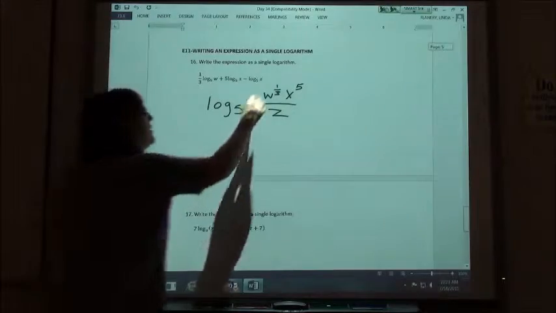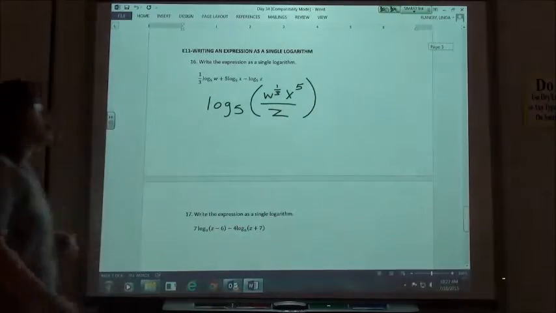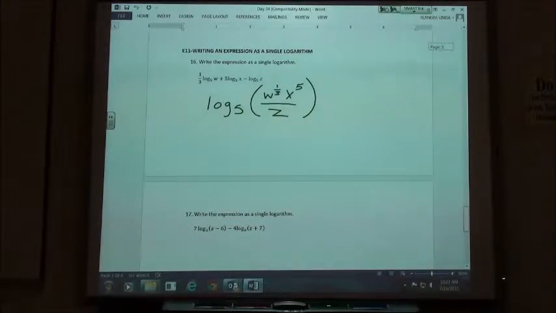Now sometimes I think on the LH program they throw those extra parentheses around like that. I don't think they're necessary, but they like to put them in there.